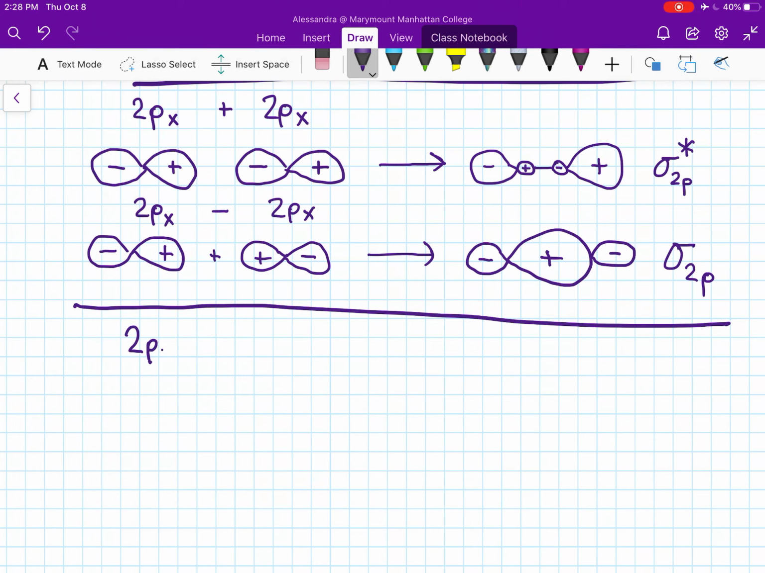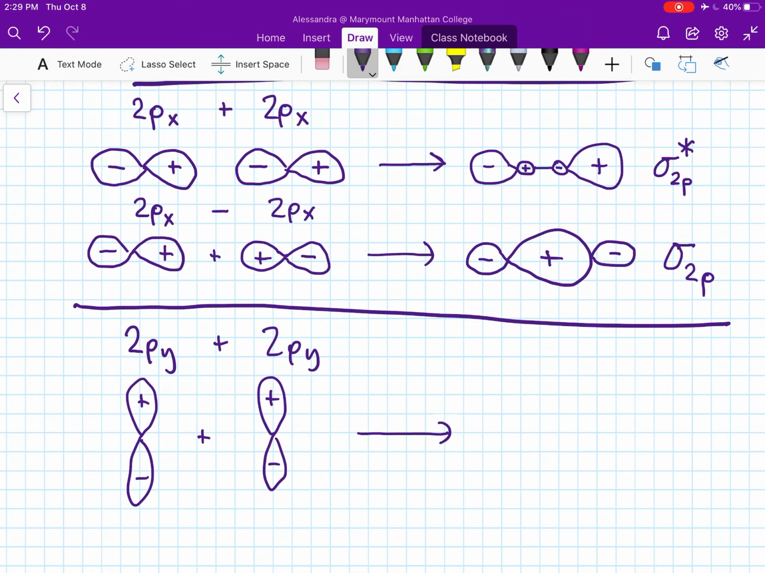Now let's think about what happens if I add 2py to 2py. So I'm going to define y as the horizontal axis, and I'm going to imagine that I'm adding together two dumbbells with opposite phase. So I'm going to say that they are looking like this. I'm going to add these two together. So imagine what happens when these start to overlap.